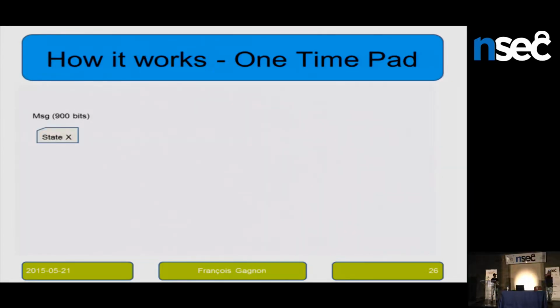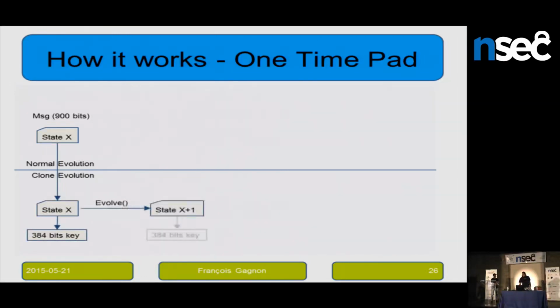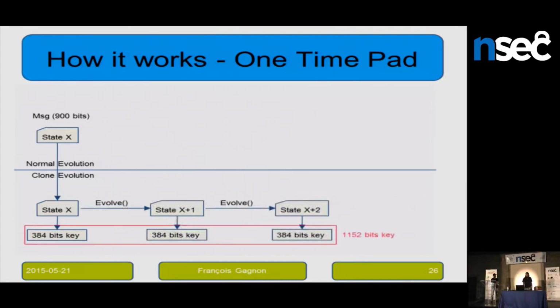An idea we're toying with, and it's really important that it's only an idea, is using something related to the one-time pad. If we are in a specific state and want to encrypt a message of, say, 900 bits, we create a clone of our system. Then we generate as much key material as we need from that system. In that case we're going to need 3 states. These states evolve without any input from the outside, so the evolution here is with the empty message. We generate enough key material and we encrypt our initial message.